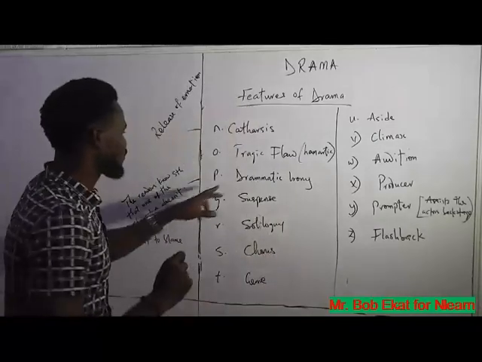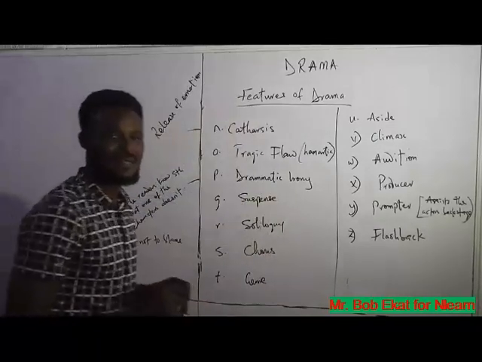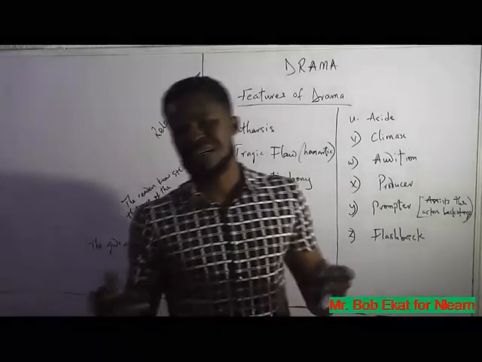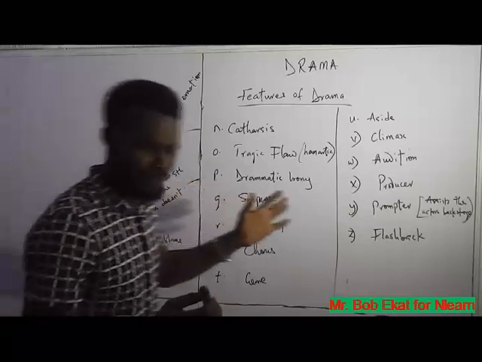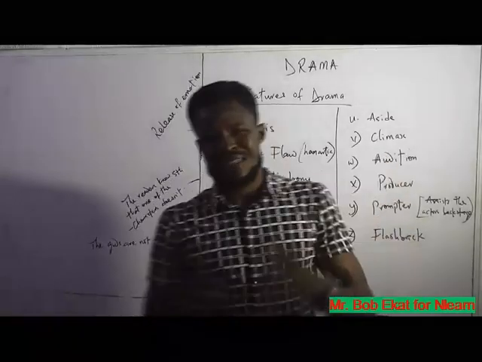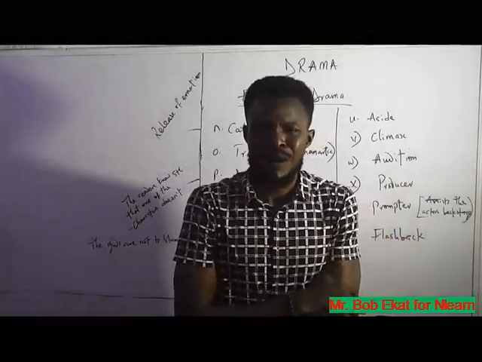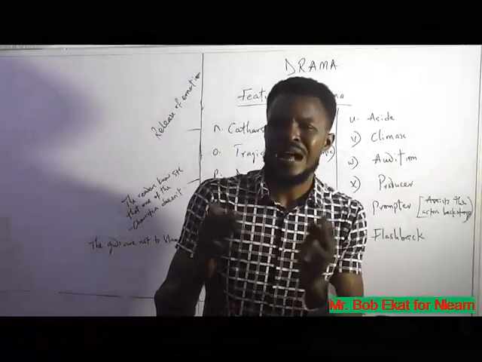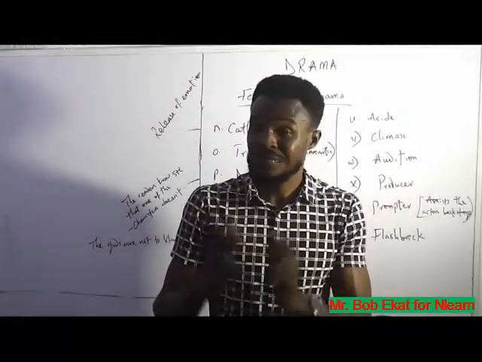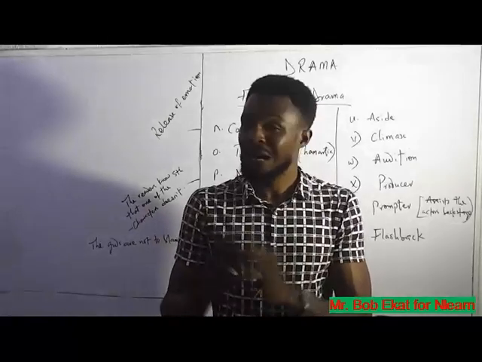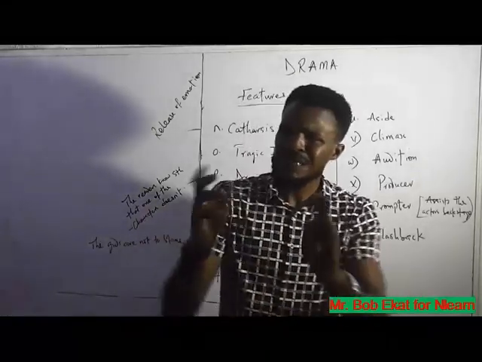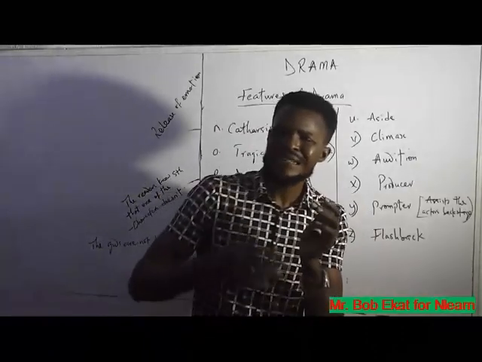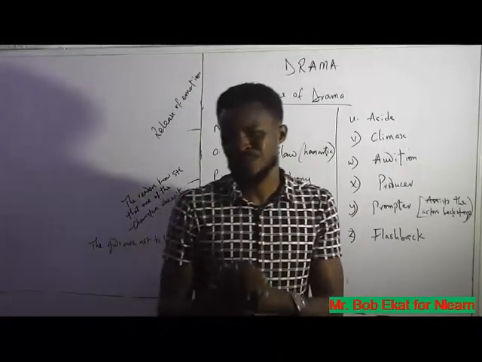Let's move on to dramatic irony. Dramatic irony. This is when the readers know something about a particular actor on stage, or actress on stage, or in a book, that that actress or actor doesn't have.